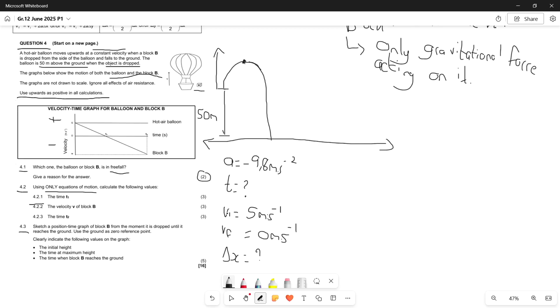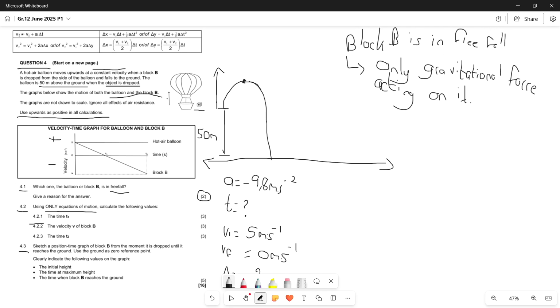So we have an a, we have a VI, we have a VF, we want t. It is only 3 marks. So this first equation here will work very nicely for us. So we can just plug in our values and solve for t there. So I'm just going to write this down, and then we can start substituting all of these values in. So our final velocity is 0. Our initial velocity is positive 5 as it is going upwards. Our a, as we mentioned, is negative 9.8, and our time is what we want.